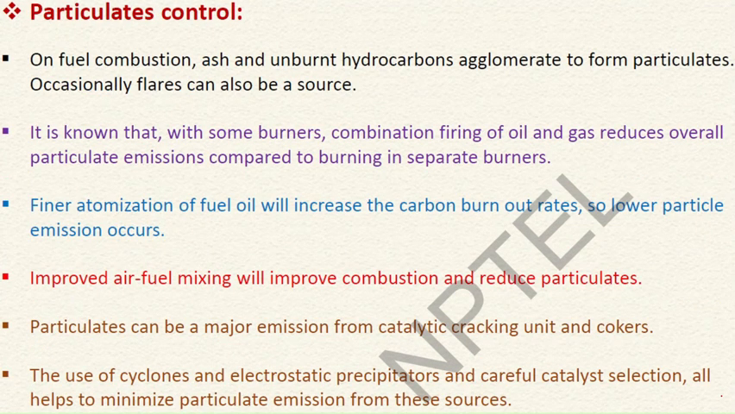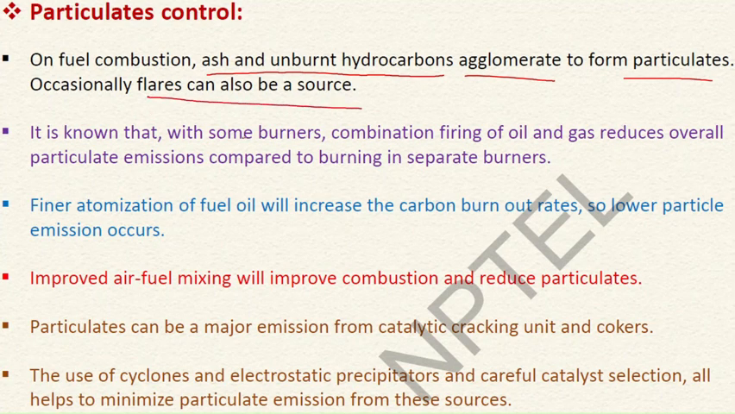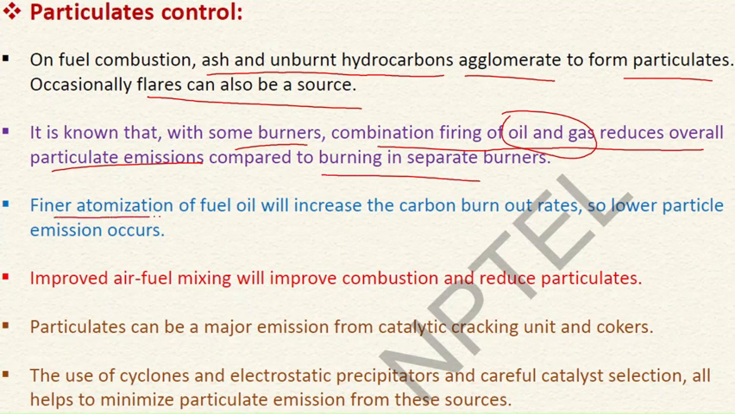Coming on to the particulate control. On fuel combustion, if there is some ash and unburnt hydrocarbons present in the fuel, they will agglomerate to form particulate matter. Occasionally, flares can also be a source. It is known that with some burners, combination firing of oil and gas overall reduces particulates. If we fire the oil and gas together, then it will reduce the particulate emission compared to burning them separately.